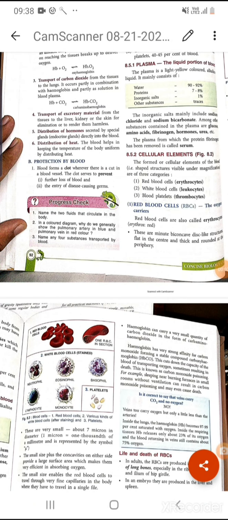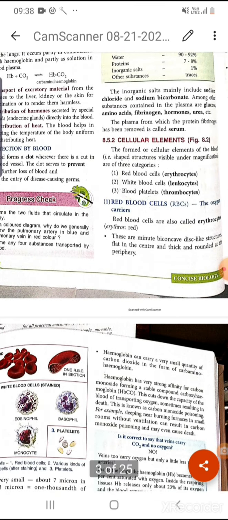So, in our previous class, we started this chapter, circulatory system, and today we'll discuss the cellular elements of our blood. Okay, so you know that cellular elements means all the cells of our blood. We have three types of cells: red blood cells or erythrocytes, white blood cells or leukocytes, and platelets or thrombocytes. So let's start with the red blood cell.